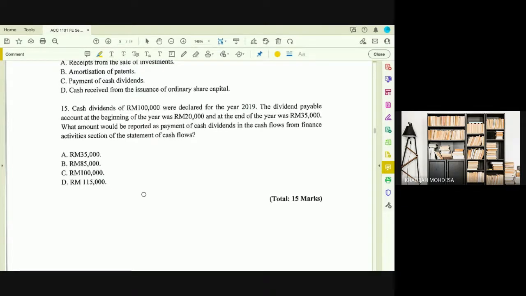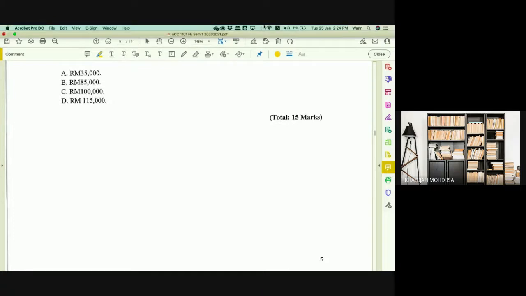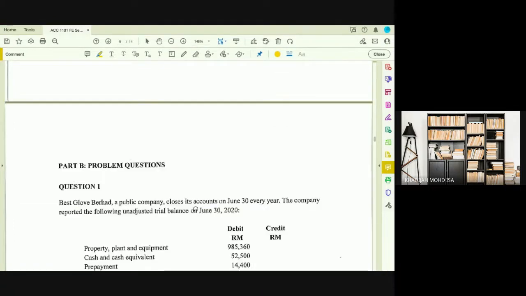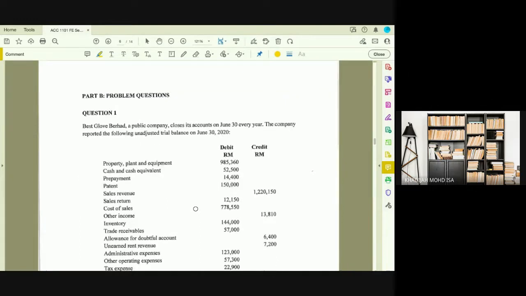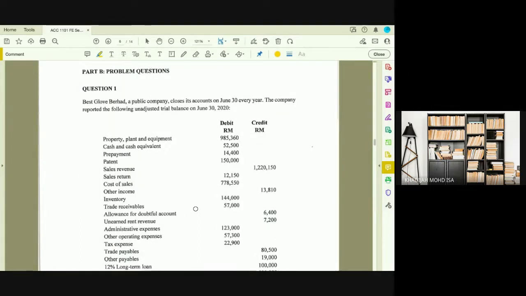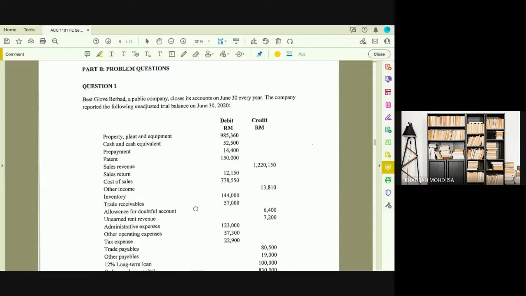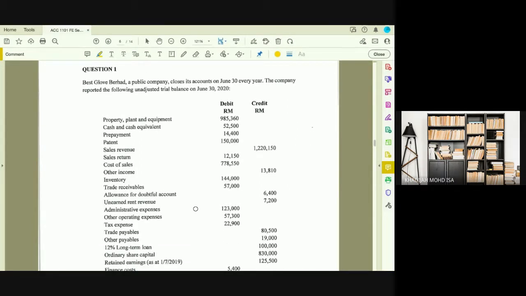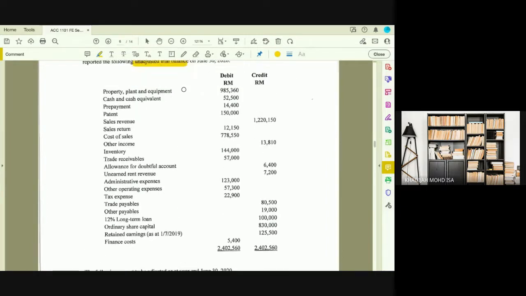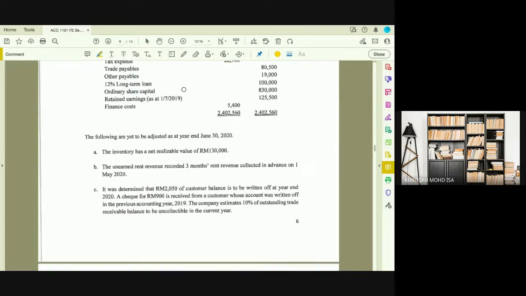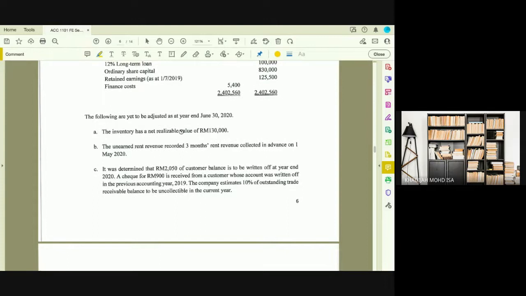Right, I just want to go through, it's already 2:24. I will go through the first question. All right, let's look at what kind of question we have for your final exam. For Part B, it is the problem question. Question number 1, most of the time you'll be given an unadjusted trial balance, and then you're given the transactions. These are to be adjusted as at year end.